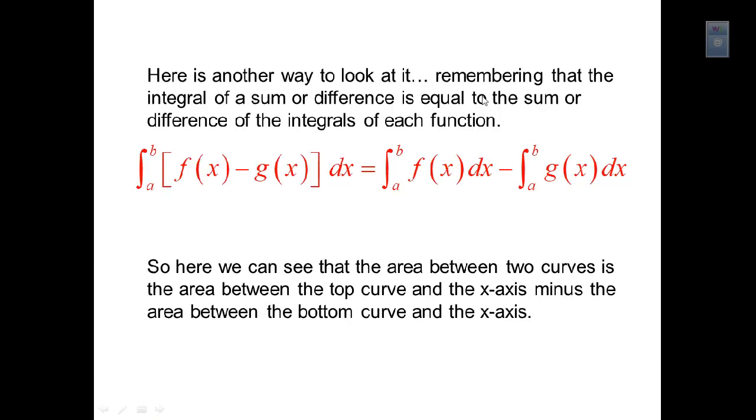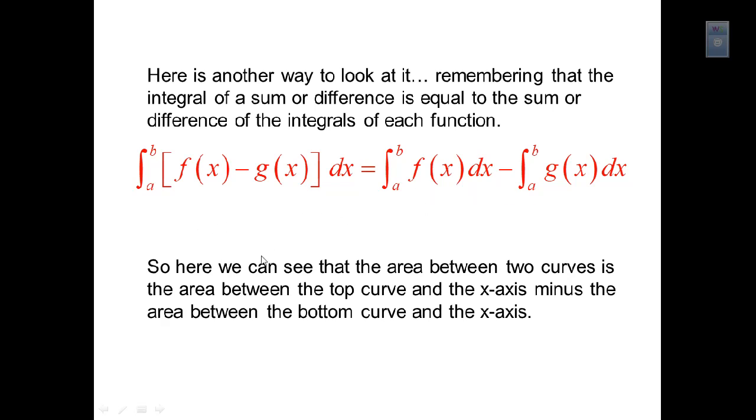Now, here is another way to look at it, remembering that the integral of a sum or difference is equal to the sum or difference of the integrals of each function. You can split it up into parts. If you're doing the integral of f of x minus g of x, you can split that up into the integral from a to b of f of x dx minus the integral from a to b of g of x dx. You're essentially doing that anyway when you do it term by term, but I just wanted to clarify again that what you're finding is just the integral of each individual term.